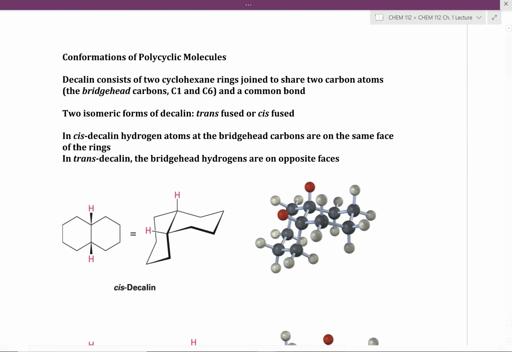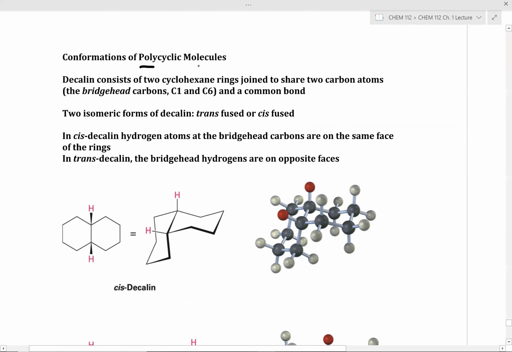So let's now look at an example of some polycyclic molecules. Polycyclic molecules, so 2 or more rings fused together. A classic example is the decalin ring system. It's 2 cyclohexane rings joined together to share bridgehead carbons of carbon 1 and 6.